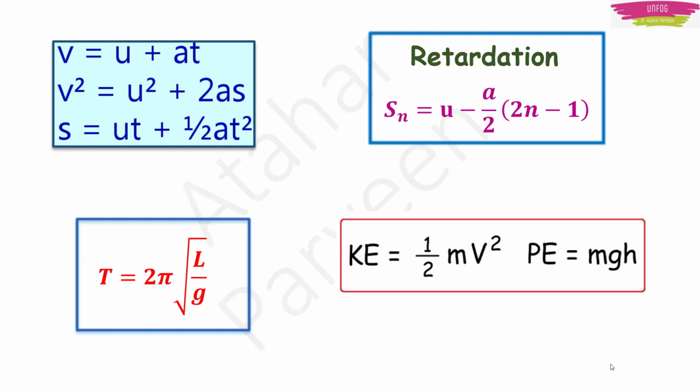Firstly, let us have a quick recap. In our previous class of motion chapter, we have discussed all the equations of motions and we learnt a trick to find the distance traveled by the body at nth second if the body is having retardation, and the time period of pendulum we learnt, and also we learnt kinetic energy and potential energy.